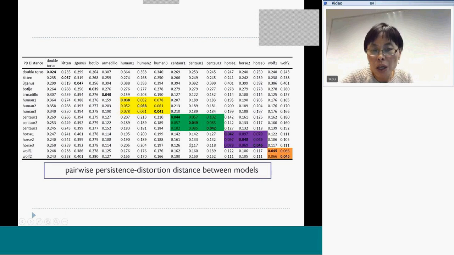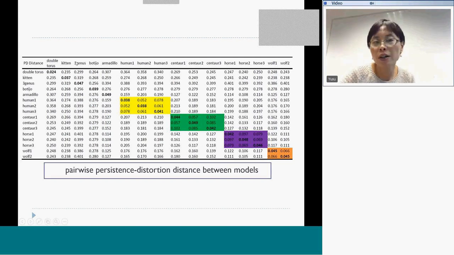Also if we look at, for example, this portion between the centaurs and the horses, we see that the persistence distortion is still reasonably small, because there's a certain similarity between horses and centaurs. Or also look between wolves and horses.